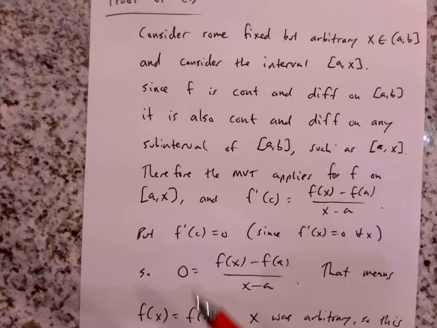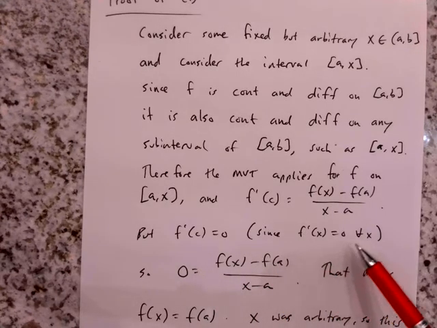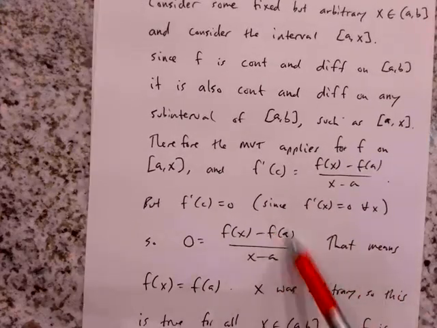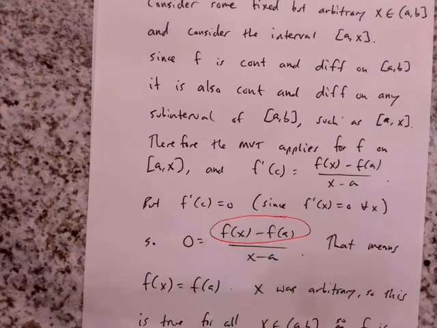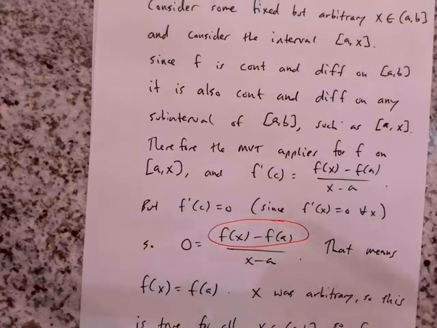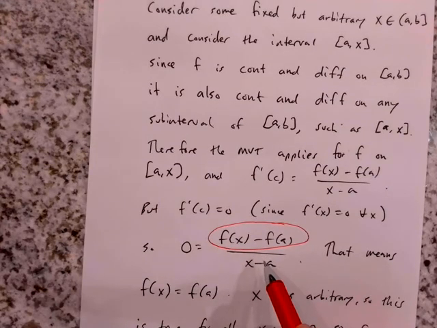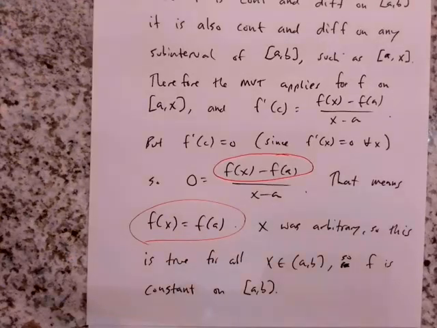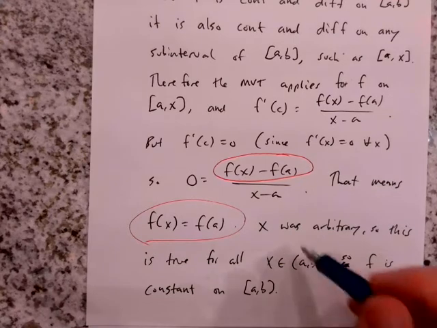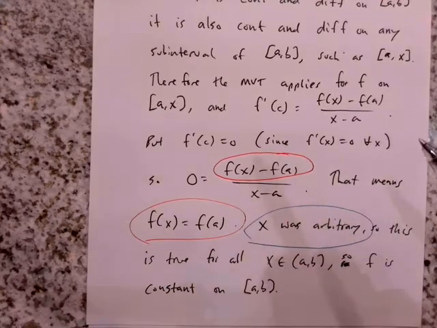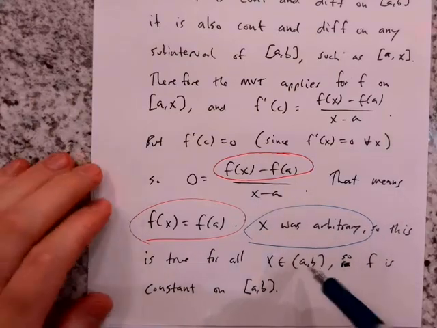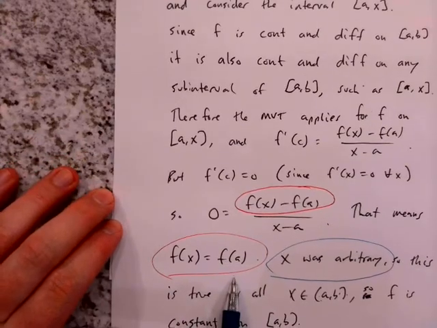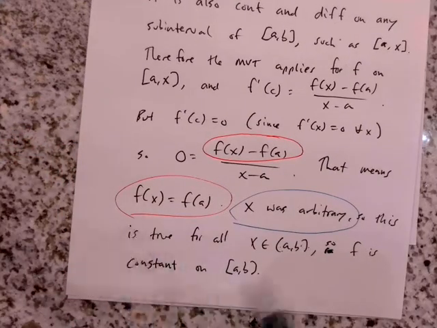So f prime of c is also 0, since f prime is 0 for all x, which means 0 equals the average slope from a to x. But this quotient can only equal 0 if the numerator is 0, right? Because we know that x minus a isn't 0. Therefore, this has to be 0. And the only way for f of x minus f of a to be 0 is if those two values equal each other. And since x was arbitrary, this same logic applies to every point x in the interval a to b, which means for every point in between a and b, f of x equals f of a, which means it's constant. The function always equals the same y value.